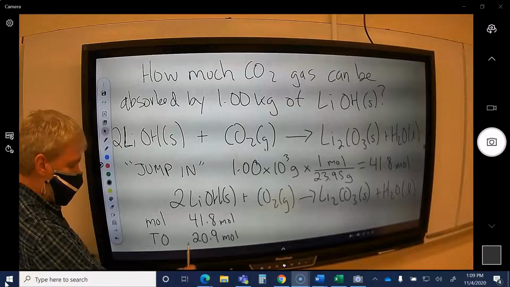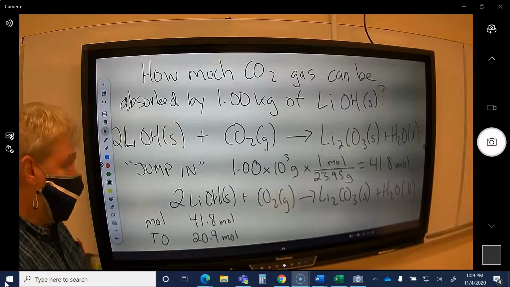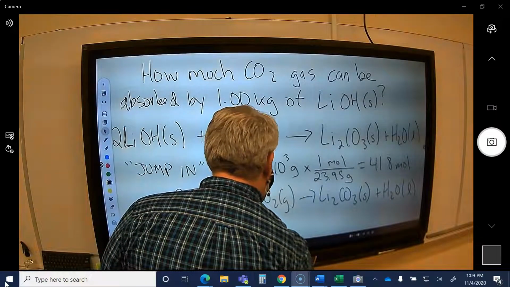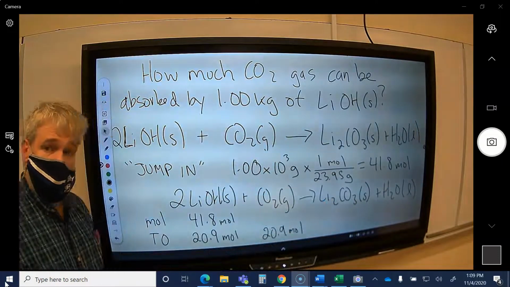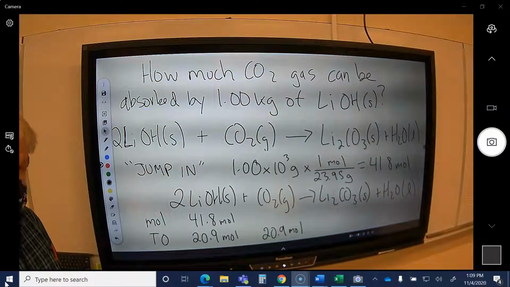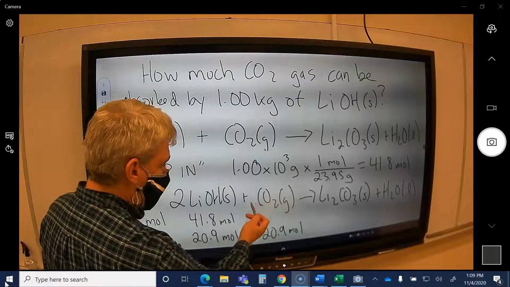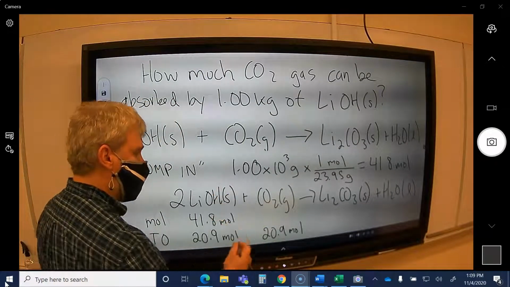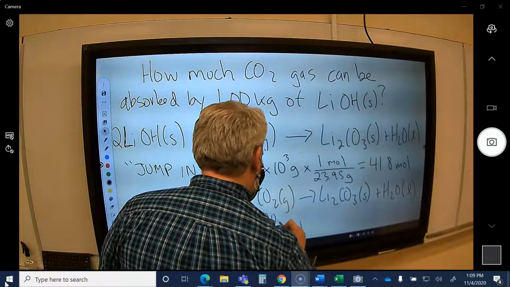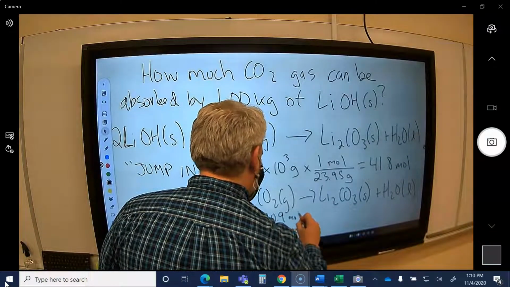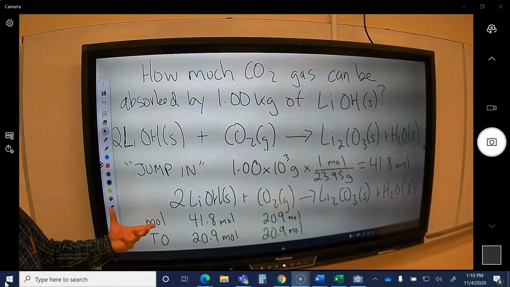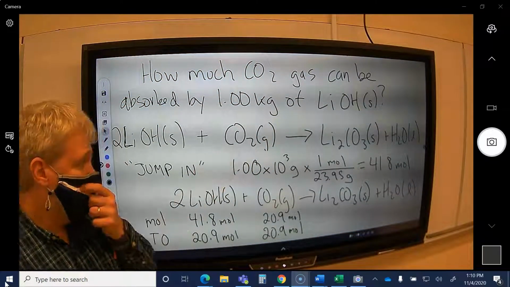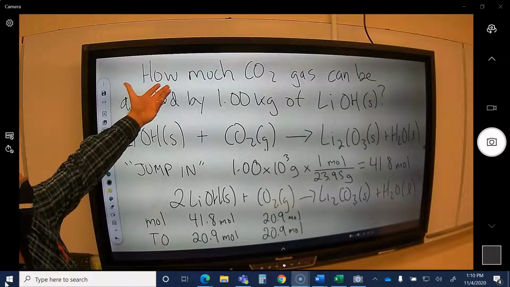Okay, so now we figured out how many times we can do the reaction. We can carry that number over to the compound we're interested in and figure out how many moles of CO2 we're going to be able to use up. And since the stoichiometric coefficient on CO2 is just 1, that's going to be the same. This tells us it's going to be 20.9 moles of CO2 that are absorbed by our 1.0 kilogram of lithium hydroxide. So in some sense, that answers the question.